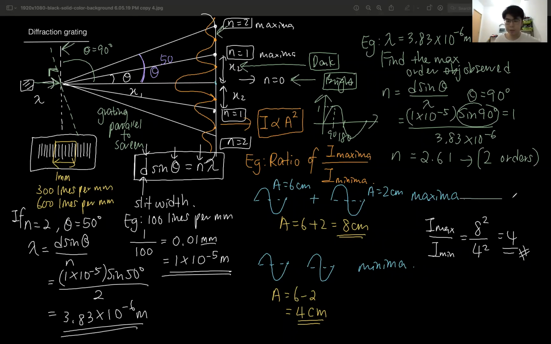So it's like the central, the first, the second, 1, 2. Don't forget you got the other side, you got 1, you got 2 also. Okay, so total how many bright fringes you see? 1, 2, 3, 4, 5. 5 bright fringes.